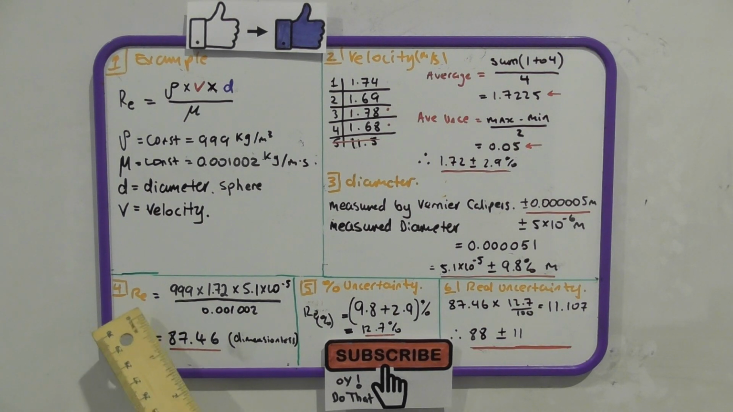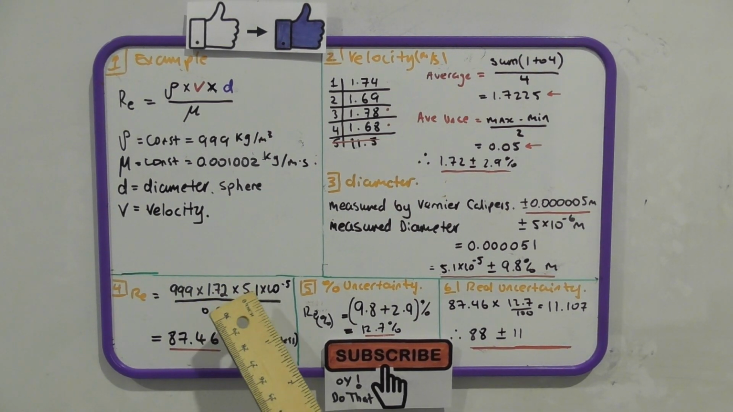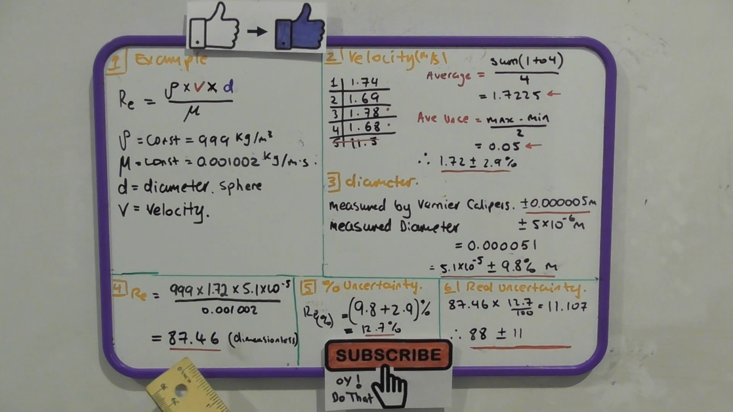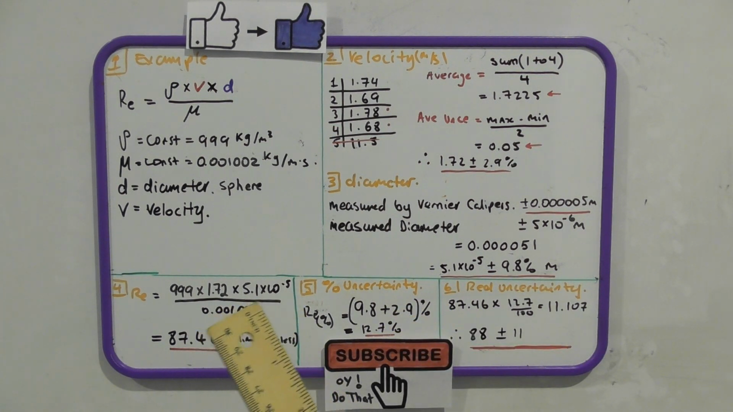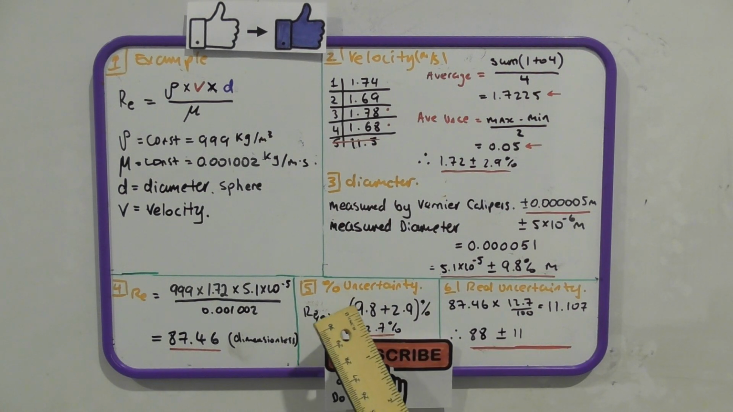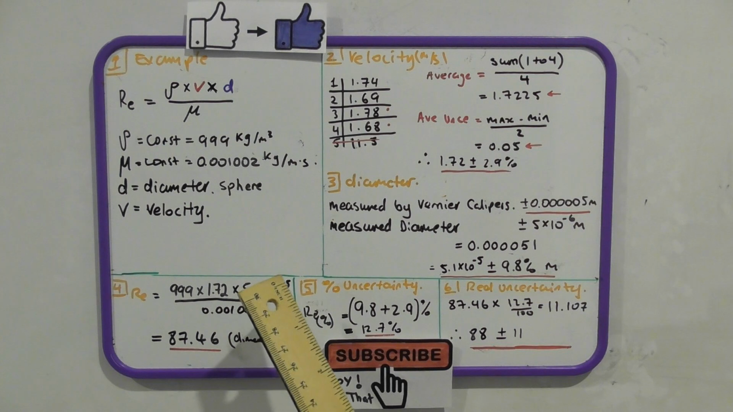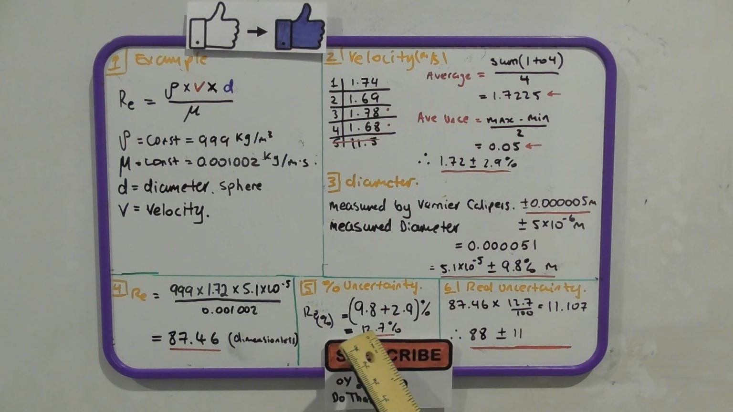So, our Reynolds number, in this case, would have the constant, 999, our velocity, 1.72, multiplied by our diameter, 5.1 times 10 to the negative 5, and divided by our viscosity. Now the Reynolds number here would be hypothetically 87.46. Now the percentage uncertainty is calculated, as we saw in the previous video. We had 2 values of uncertainties, and when you multiply 2 values with uncertainties, you add those percentages of the uncertainties together. So 9.8 is the uncertainty for the diameter of the sphere, and 2.9 is the uncertainty for the velocity of that sphere, and you would get 12.7%.